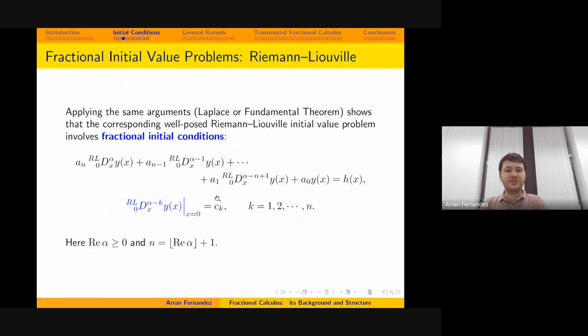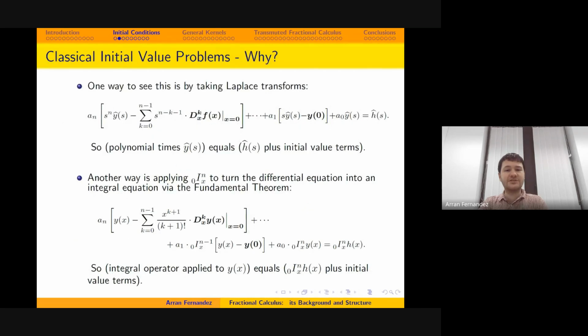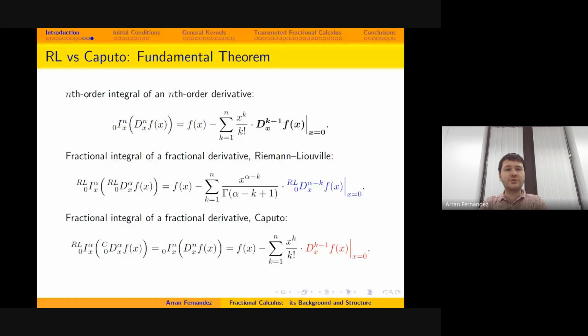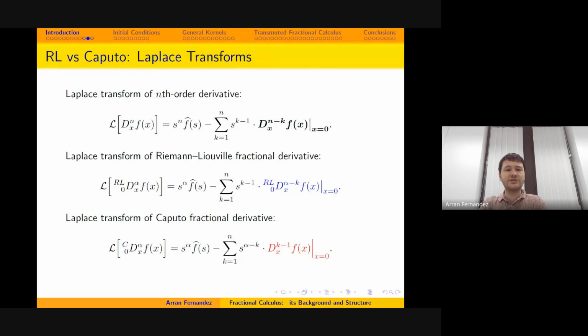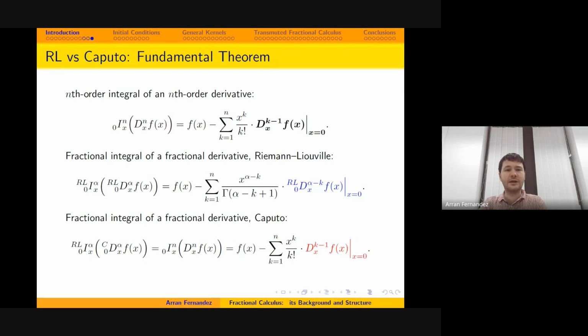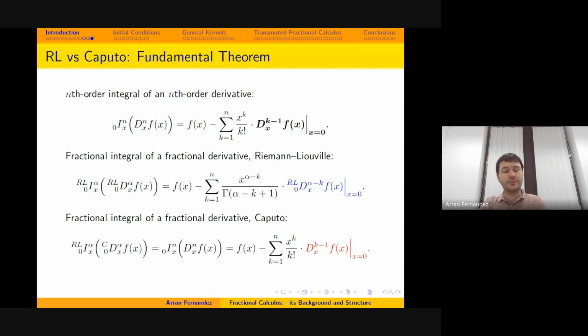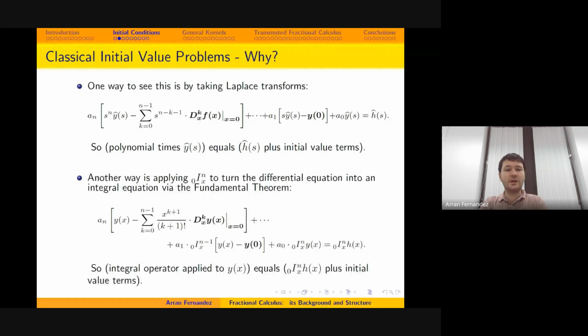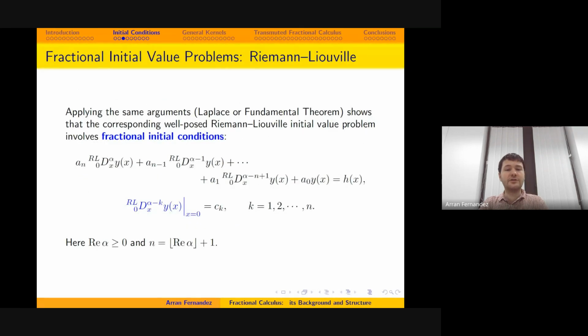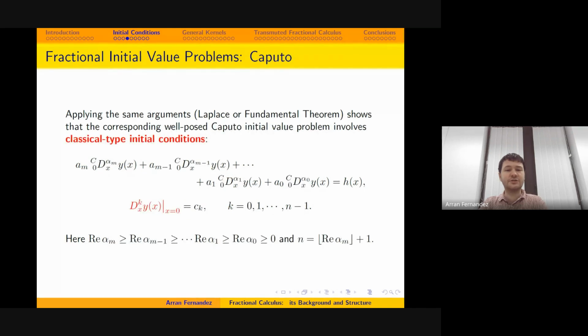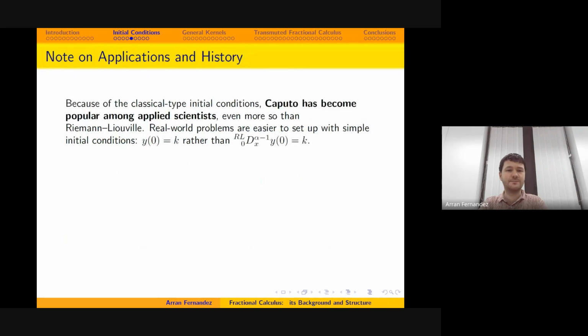Let's consider a fractional differential equation. We use the same arguments, the Laplace transform or the fundamental theorem, which we have seen in their fractional versions. Laplace transform here, fundamental theorem here. So in blue, we have these Riemann-Liouville fractional initial values. In red, Caputo ordinary initial values. And that means a Riemann-Liouville differential equation needs fractional initial conditions, while a Caputo differential equation needs classical initial conditions.